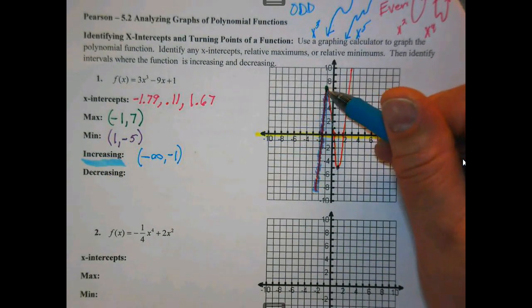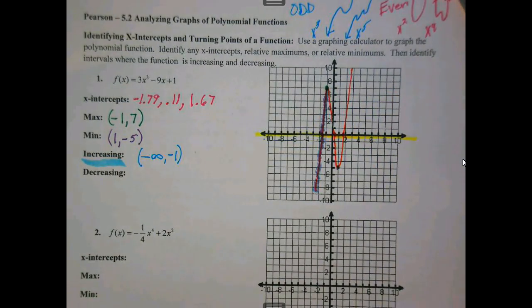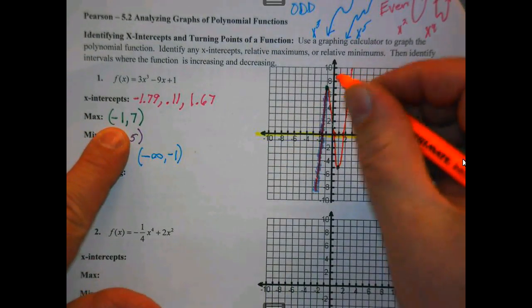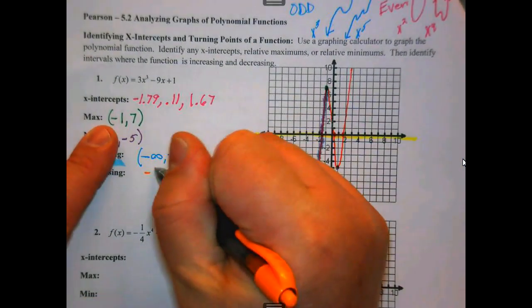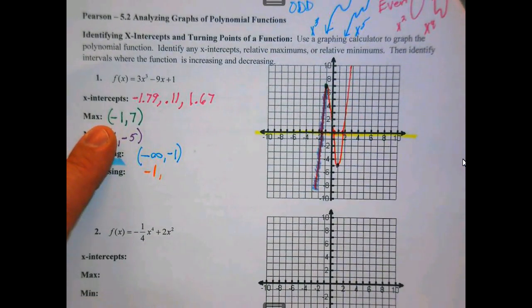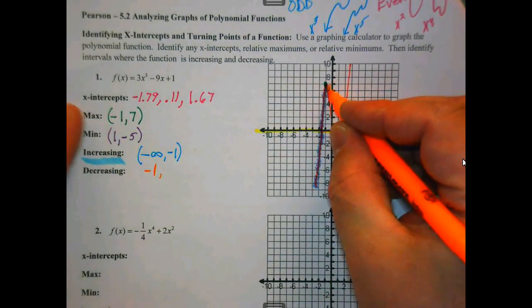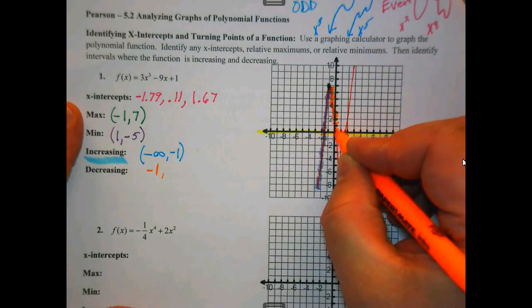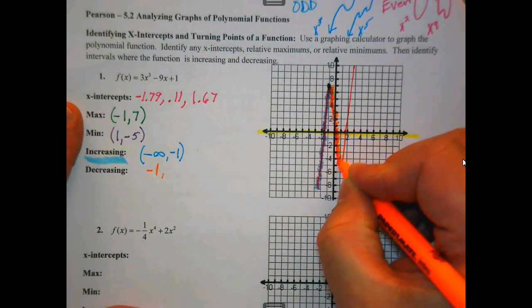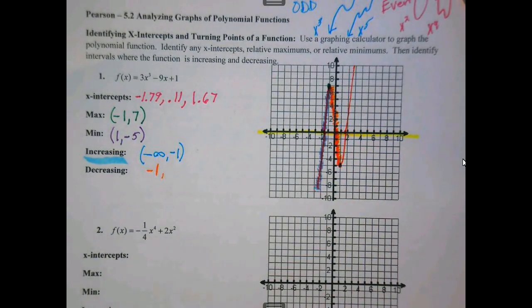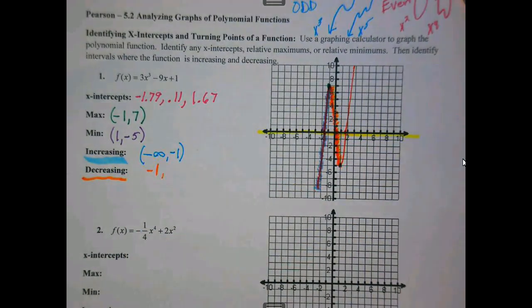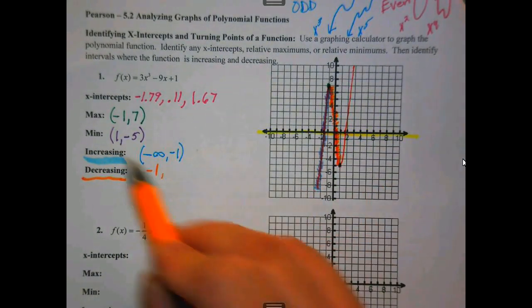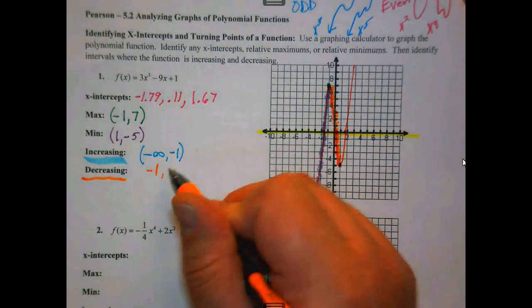Then it hits that turning point and it starts to decrease, right? So again, I'm at my max x, so it starts at -1, decreasing, and it's going to go to the x value of the minimum. Stops decreasing. Okay, so it stops decreasing at the x value of my minimum, and that happens to be 1.